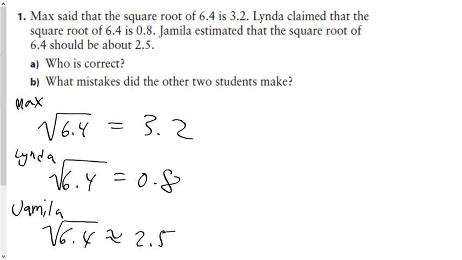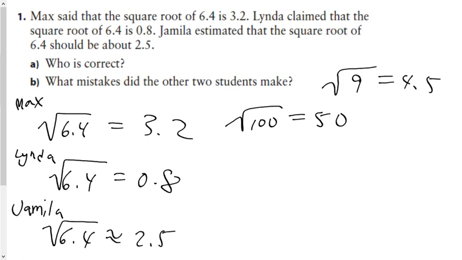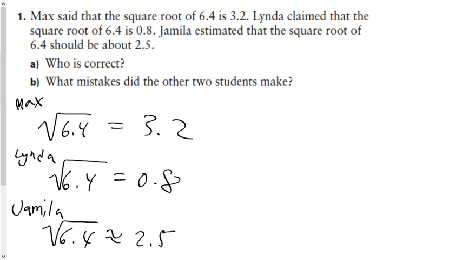Well, first of all, Max is a banana head because by his logic, he would think the square root of 100 was 50, and he'd probably think the square root of 9 was 4.5, right? All Max is doing is confusing square root with simply calculating half, and that's not what square root means. Square root means what number multiplied by itself gives you 6.4.